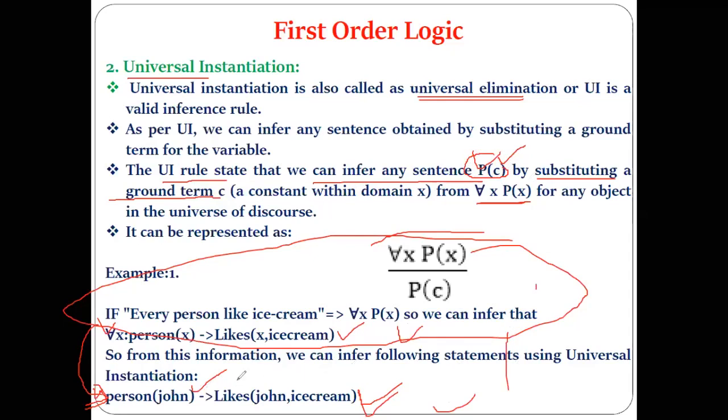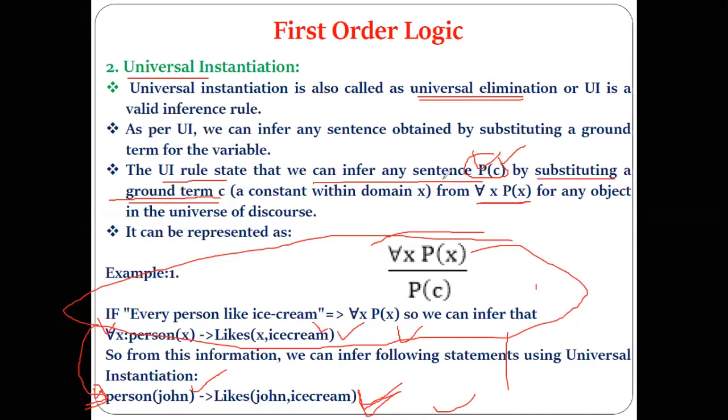In order to get this from this, have you done any kind of substitution? John. No substitution done. From this sentence, we have got this sentence. In order to get that, whether we have performed any kind of substitution or not. In place of X, we took John, sir. That is what I am asking. Yes, we have performed the substitution. And that is nothing but that particular, this is being referred to as substituting a ground term.